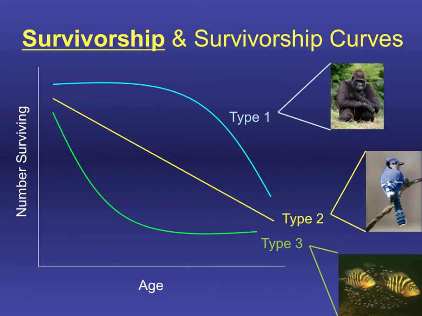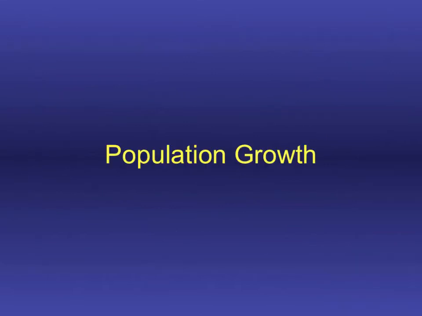As far as type 2 survivorship, a good example here would be birds. Typically, there's an equal likelihood of survival or mortality at any given age class. It doesn't matter if you're an egg, a nestling, a juvenile, an adult. There's pretty much an equal likelihood of surviving to the next age point, regardless of what your age is.